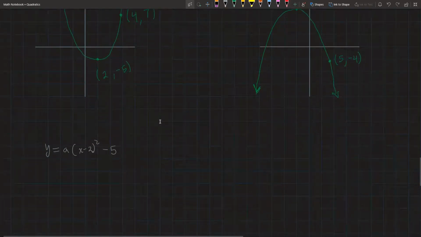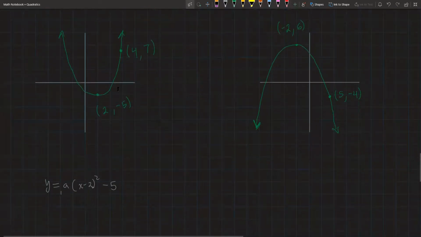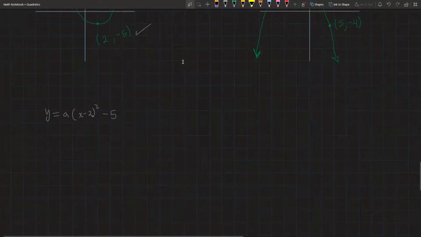Let's show if it is 1 or if it's 12 or whatever it is. Let's show what it's going to be. And I asked my students, which point have we used already? It is the vertex. This one's done. So what information haven't we used yet? We have this point. What is the x value and what's the y value? X equals 4 and y equals 7. So let's make those substitutions.